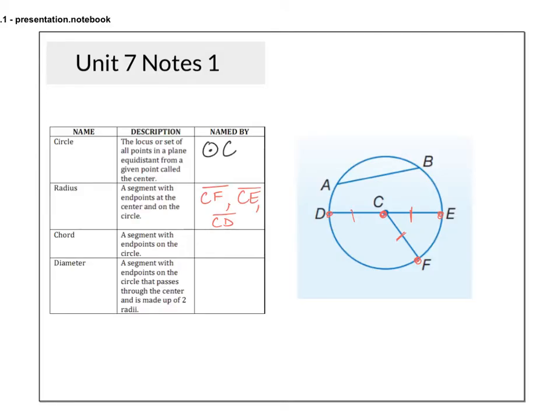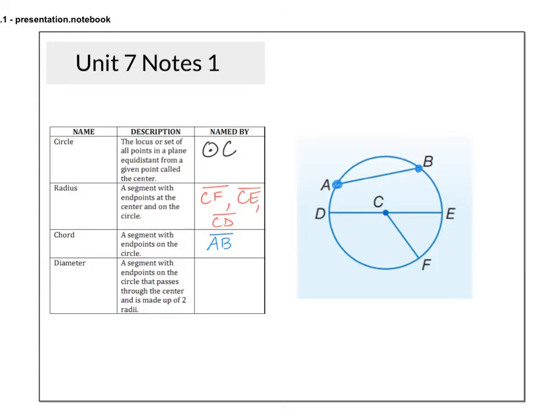Next, let's talk about a chord. A chord is a segment with endpoints on the circle. In other words, both ends of the chord have to touch the circle. Look at AB. Here's A, here's B. Both of those endpoints are on the circle. So segment AB would be an example of a chord. Segment DE is also a chord.